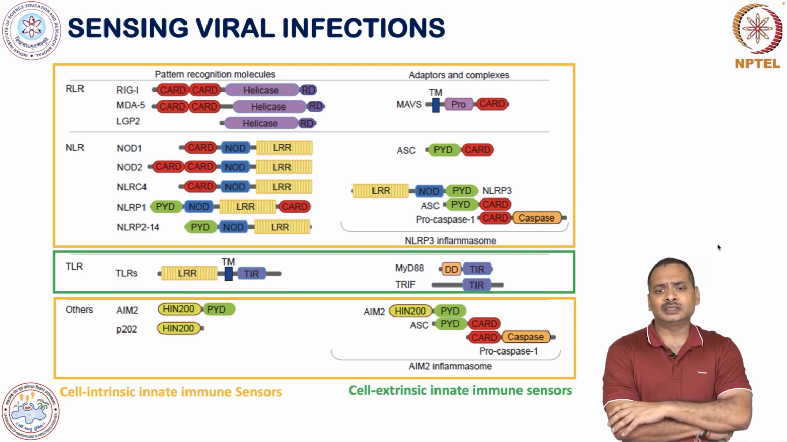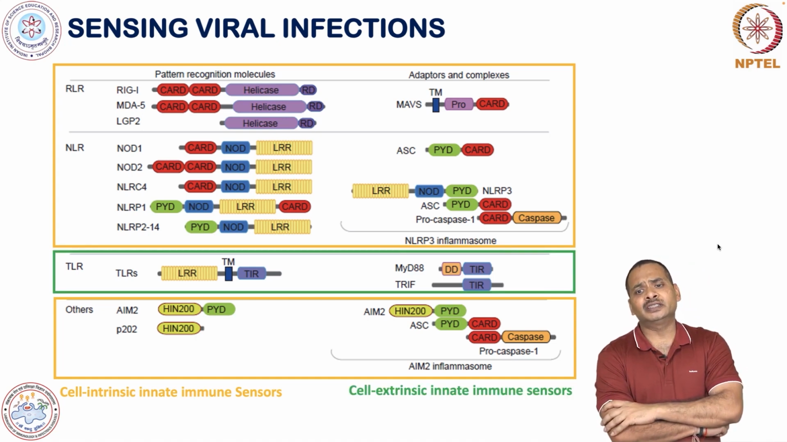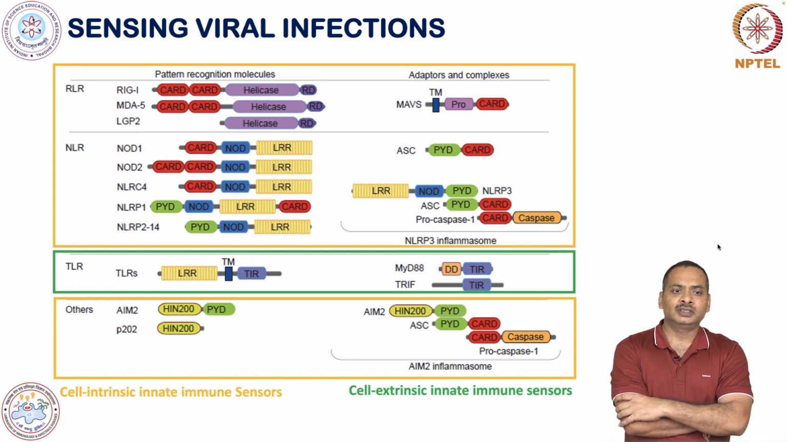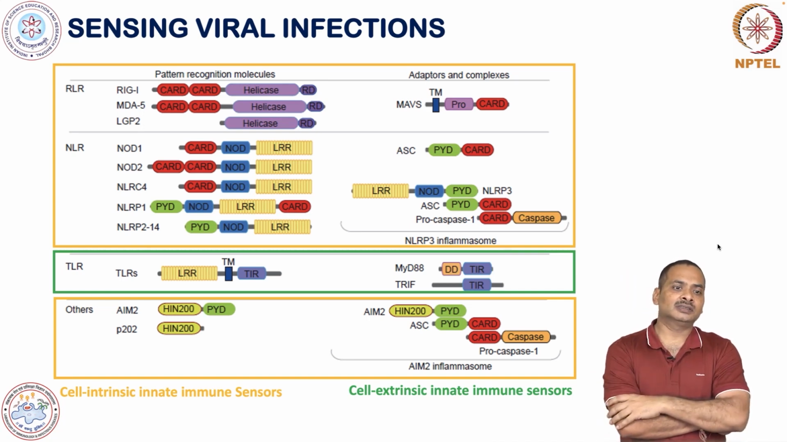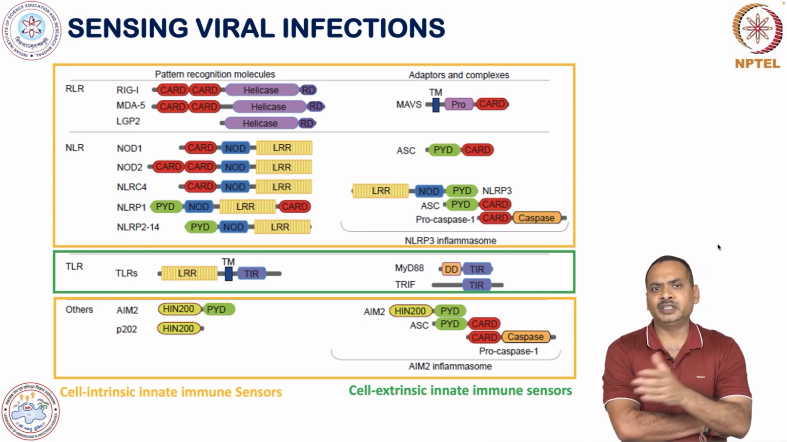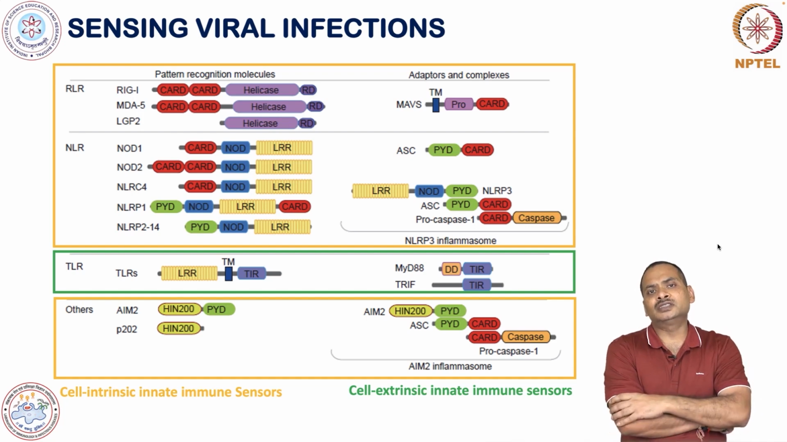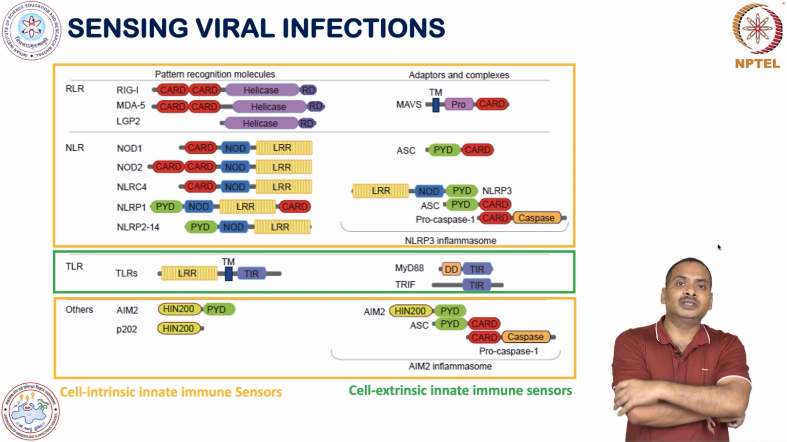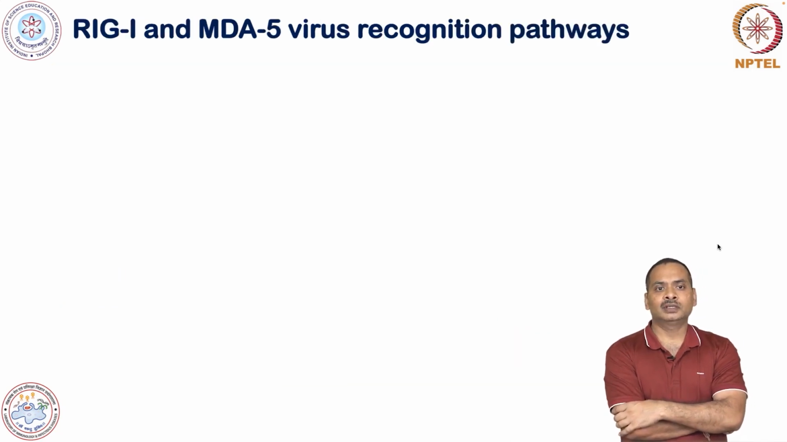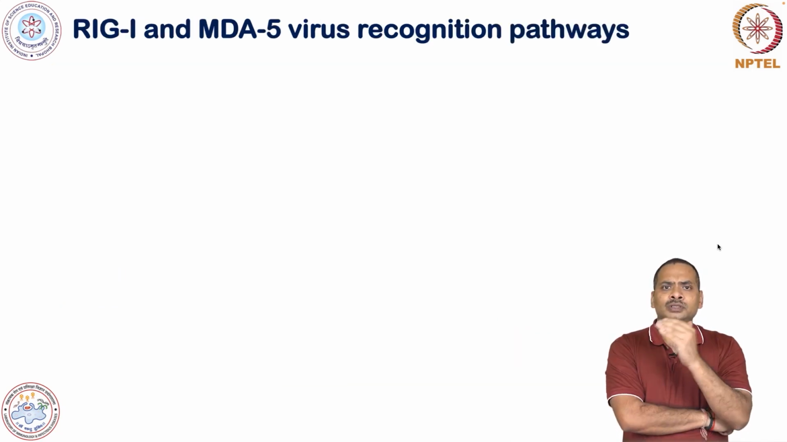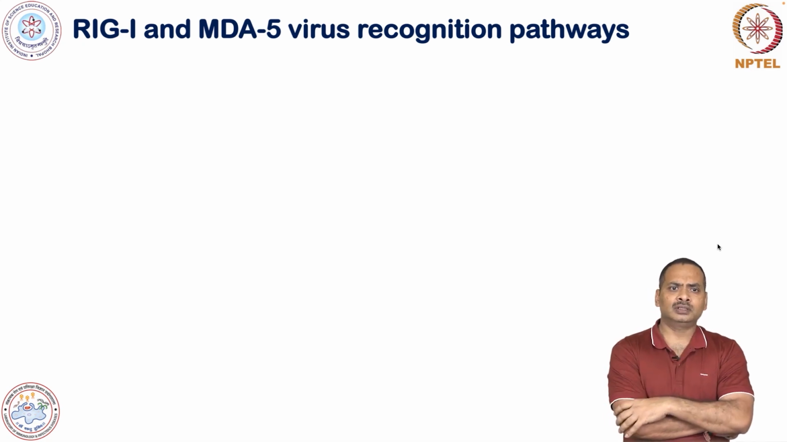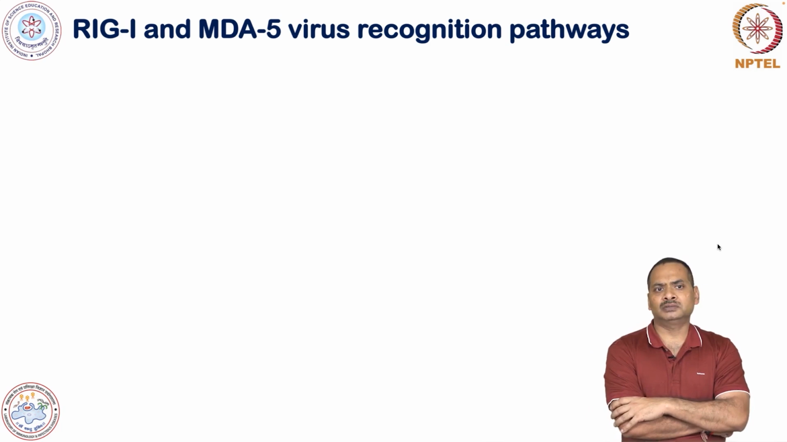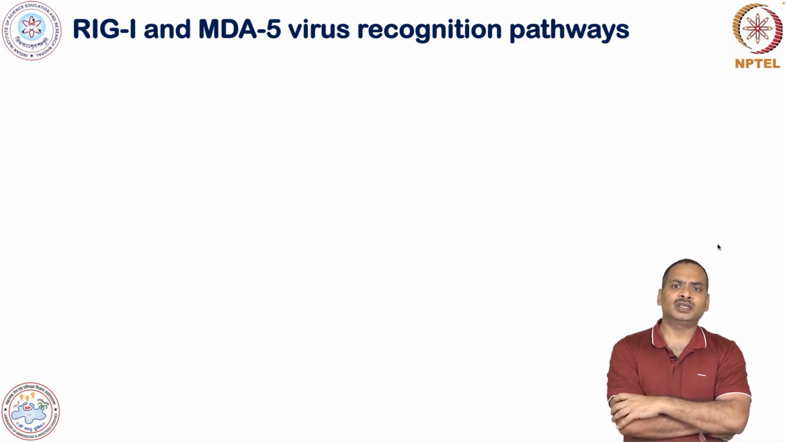And there are some cell extrinsic innate immune sensors, which basically consist of TLRs. Here you can see that TLR is playing a very important role in recognition of virus or viral signatures over the cell membrane and endosomes. So, I will take you through each one quickly. First is RIG-I and MDA5, which play a very important role in virus recognition.